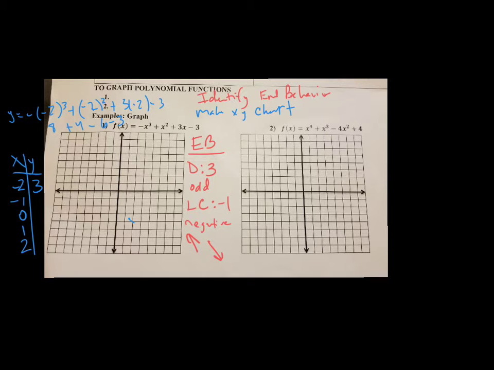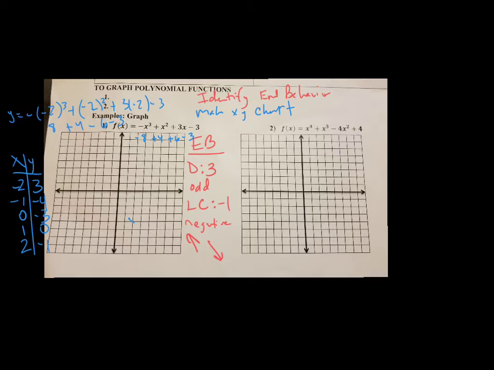Do the same thing for -1. When I plug in -1, I'm going to get +1, 2, -4. Plug in 0, I get -3. Plug in 1, I get 0. I plug in 2. So once again, instead of x, I'm going to put a 2, so I get -8 plus 4 plus 6 minus 3. I get -1. So now I got my 5 points.